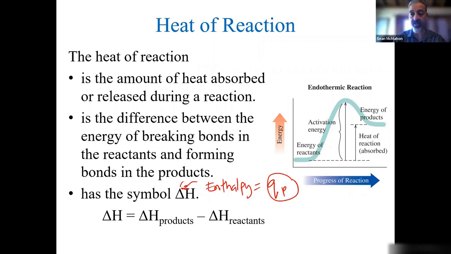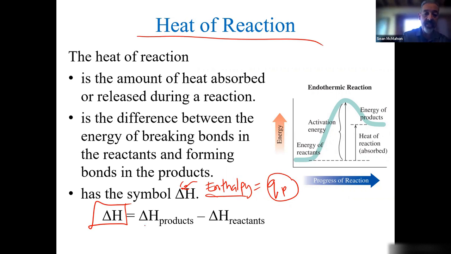Heat, we studied heat energy, Q equals mcΔT. When you have a reaction taking place at constant pressure, they just call it enthalpy. And really what this delta H is referred to is the heat of reaction. And the heat of reaction is the difference between the heat of the products and the heat of the reactants. So it's this difference right here, okay?